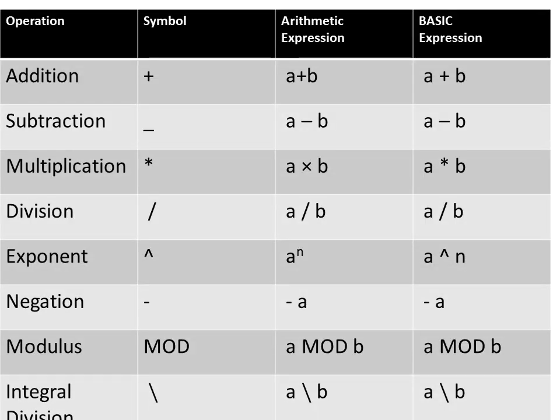Here you can see a table in which operations, their symbols and some arithmetic and BASIC expressions are written. First operation is addition. The symbol used for addition is plus, and when this symbol is applied on any two values, then in arithmetic expression we can write it as a plus b, and in BASIC expression it can be written as a plus b.